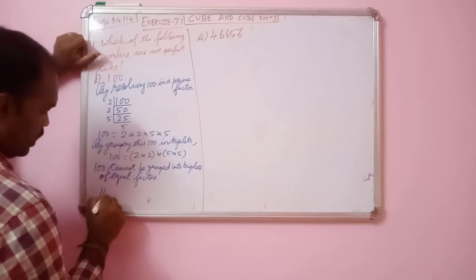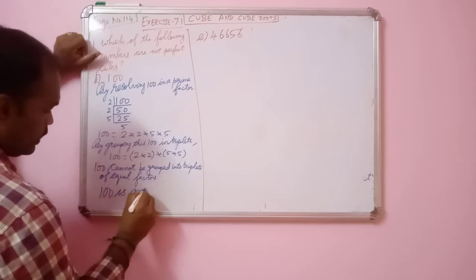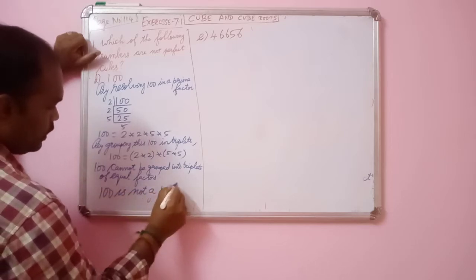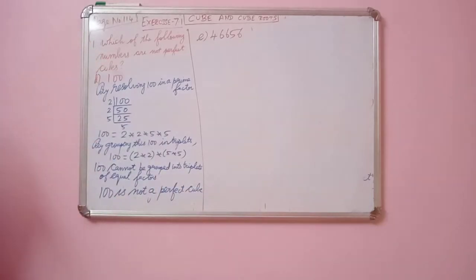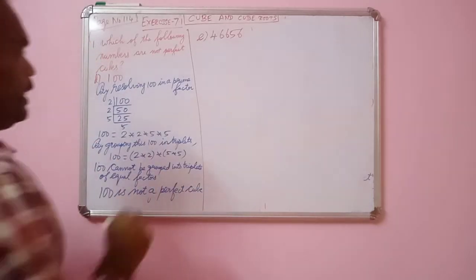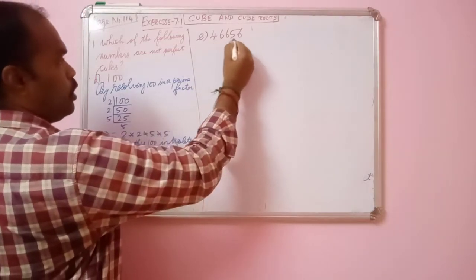So 100 is not a perfect cube. The next one, 46,656.